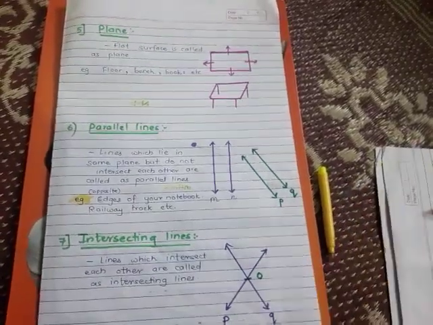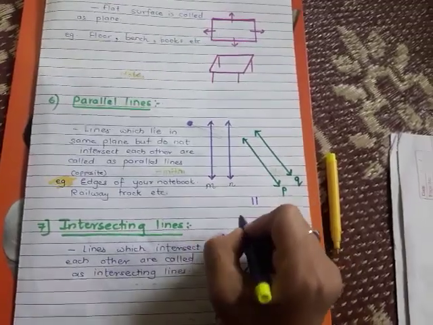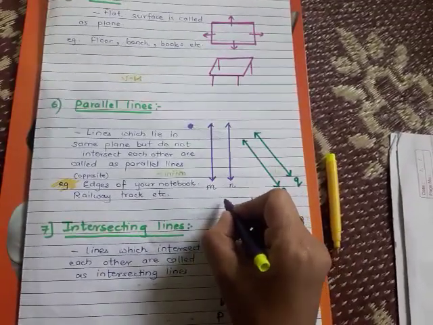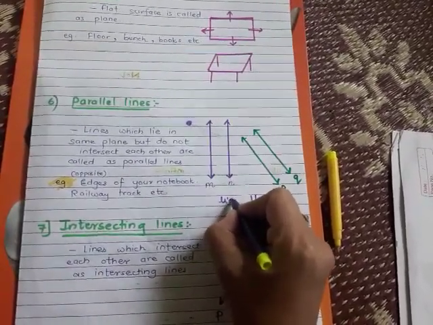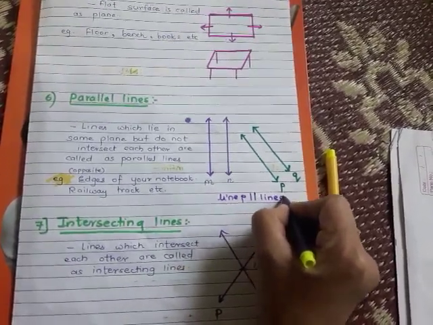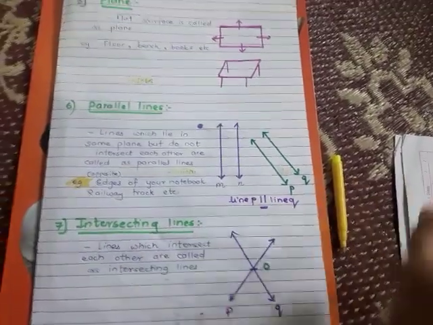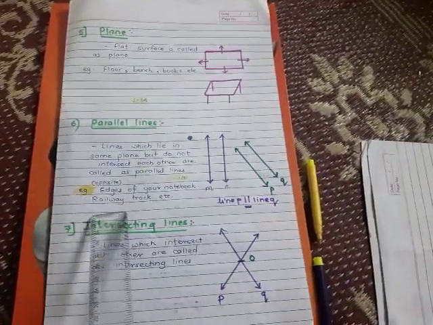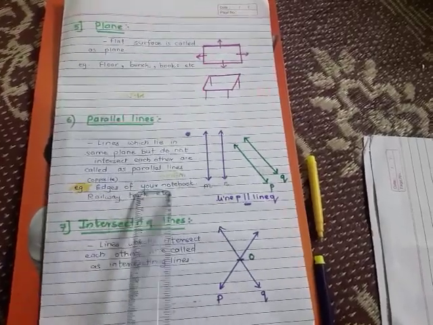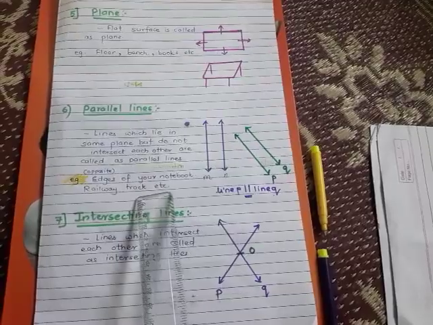I forgot to tell you one thing. Parallel lines are usually denoted by this symbol. Suppose there are two parallel lines. It is line P is parallel to line Q. Always remember, you are supposed to use this symbol. Now for example, the edges of your notebook and a railway track are examples of parallel lines.